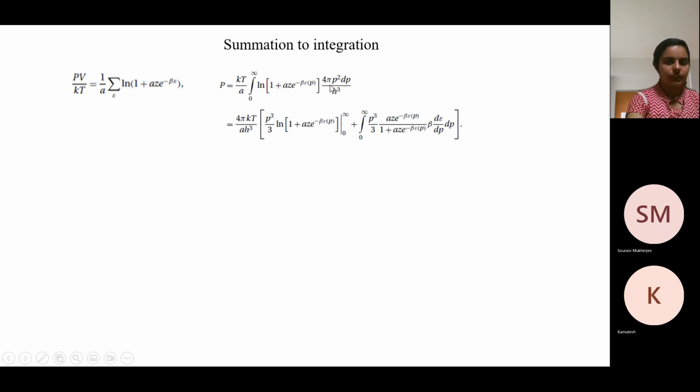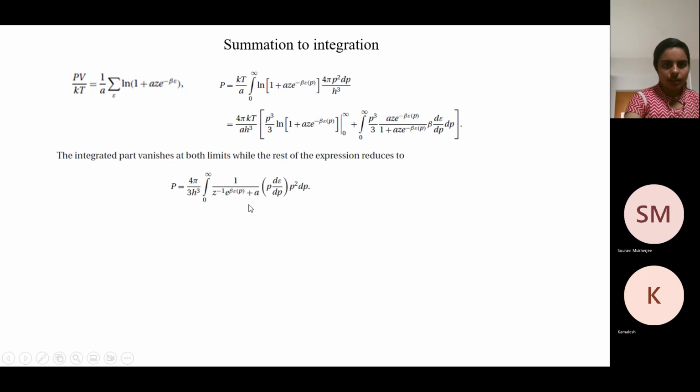So you have integration over the momentum coordinates here, and this is the term that you already have here, and then you do an integration from 0 to infinity. If you do integration by parts and put in the limits, this term would go to 0. So what remains is this term. So this is the expression for pressure.